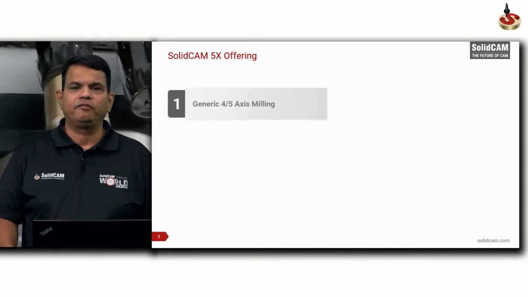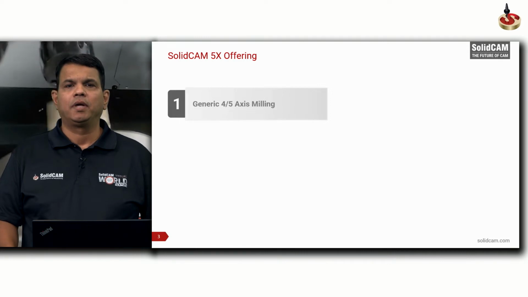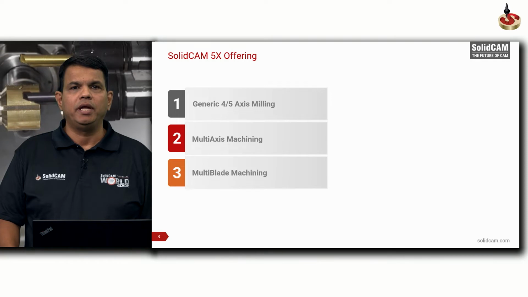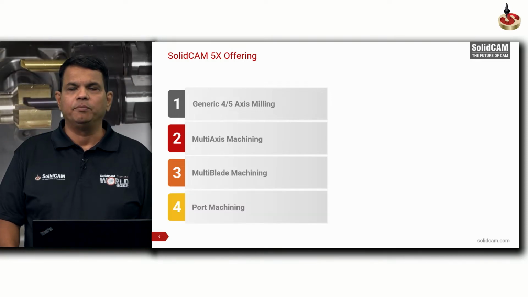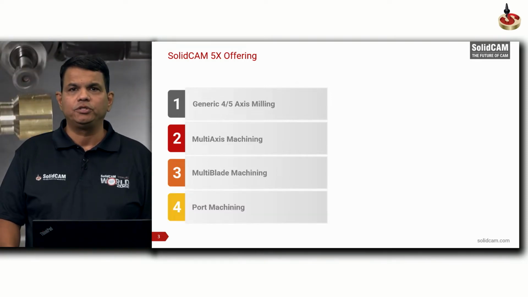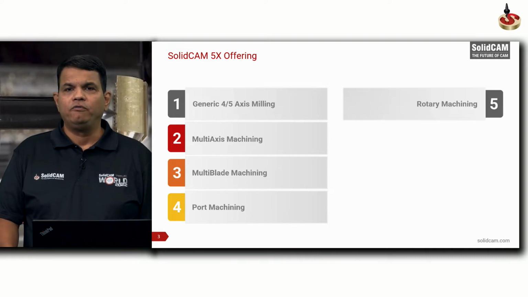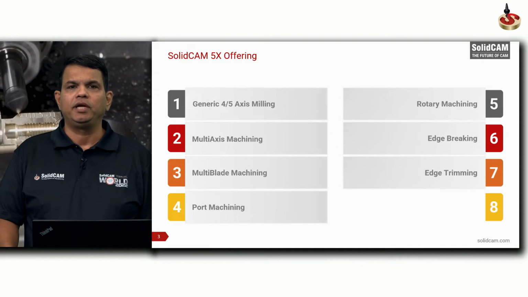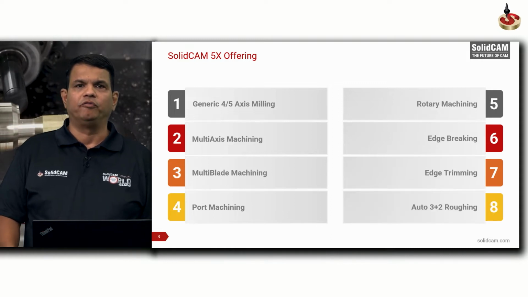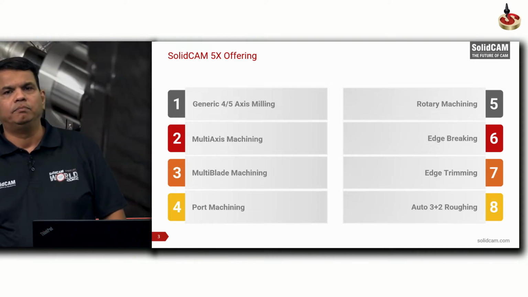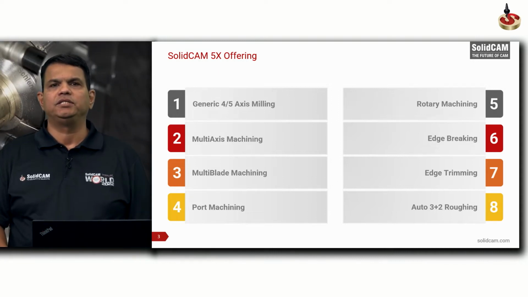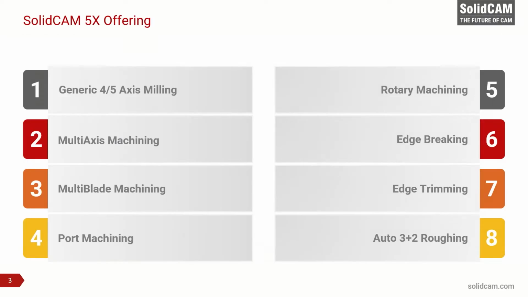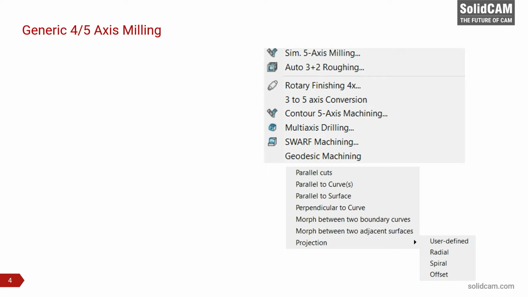So we have the generic 5-axis, 4 and 5-axis milling. We also have the multi-axis machining. We have the multi-blade machining, and we have the port machining, which is the application-based solution. We have rotary machining, we have edge breaking, we have edge trimming, and finally automatic 3+2 roughing. So these are the 8 broad classification of packages that we have, and then there are sub-classifications also of the packages that are there inside SolidCAM 2022 and 2021.